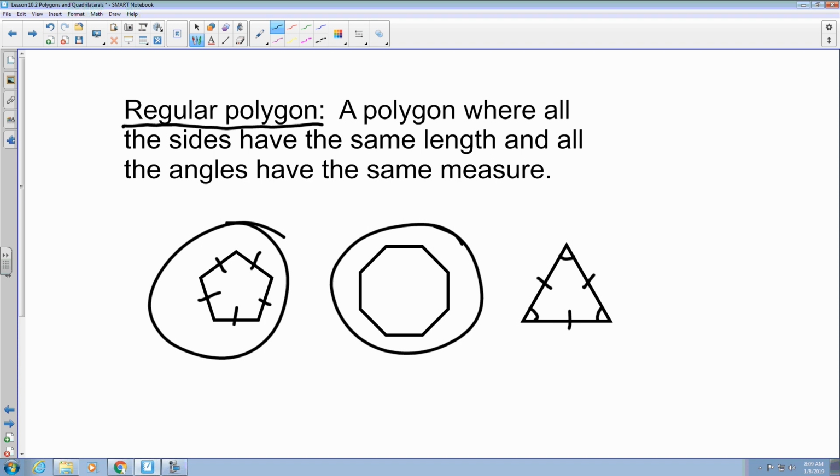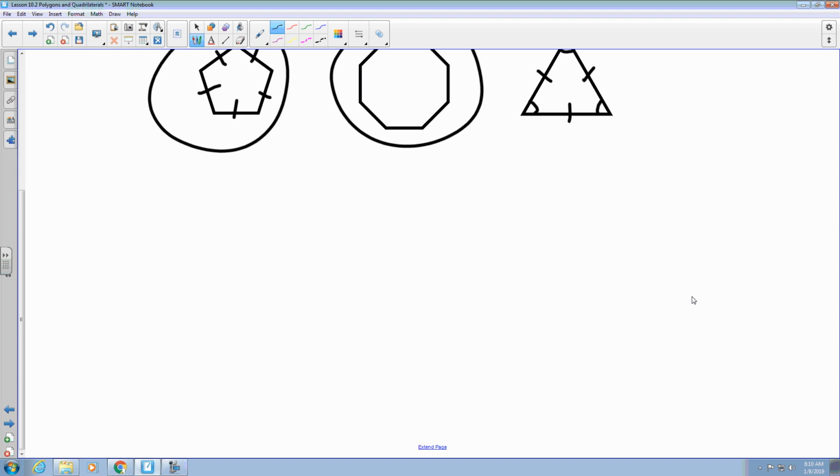So anytime you are given directions like we have a regular polygon with so many sides, we can say, all right, because the statement says it's regular, we can make the assumption that all of the sides are the same and all the angle measures are the same, and that's going to help us solve whatever problem they ask us to find.